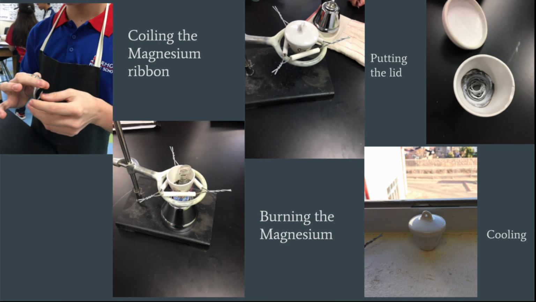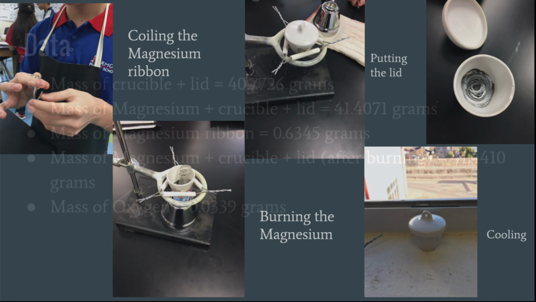These are the pictures of the procedures. In the first picture, you could see the coiling of the magnesium ribbon. In the second picture, you could see the burning of the magnesium. The third is when we put the lid onto the magnesium after it lights, and the fourth is the cooling. The fifth picture is what the magnesium looked like after it had been burned.